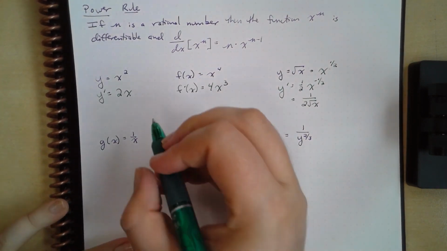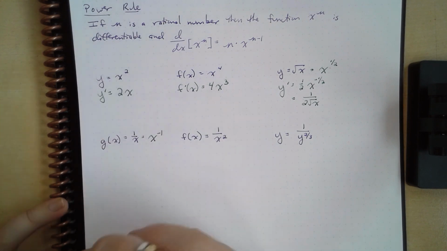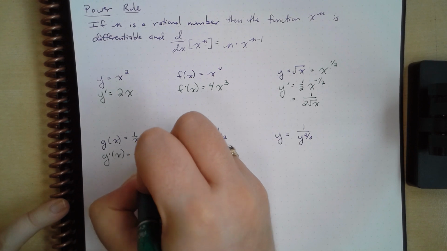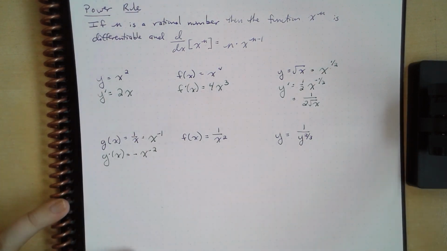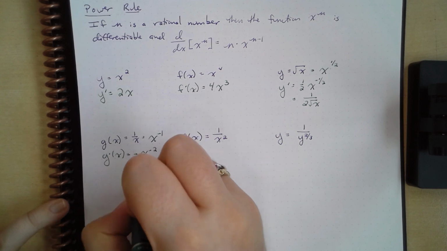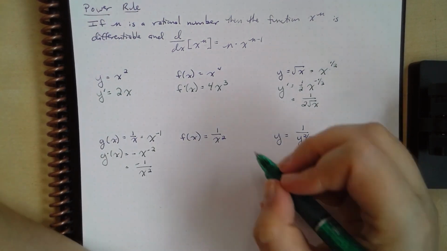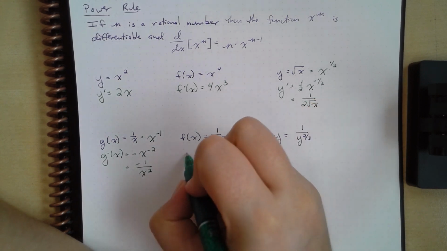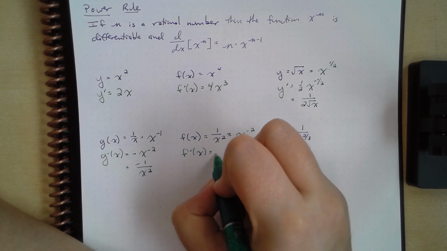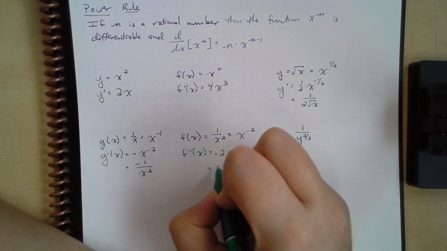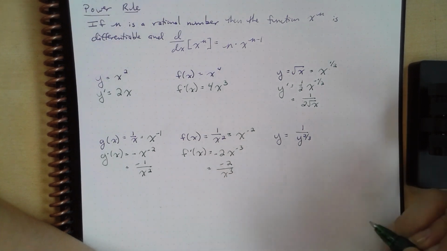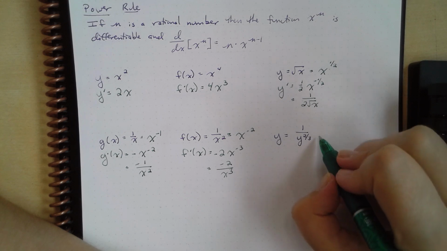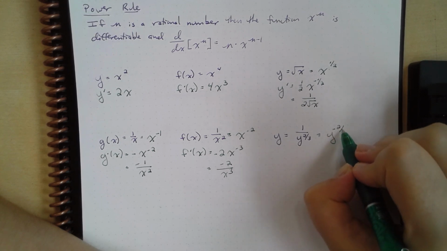g of x is equal to 1 over x. I'm going to rewrite that as x to the negative 1. So g prime of x is equal to negative x to the negative 2, which I can rewrite as negative 1 over x squared. Similarly, f of x is equal to 1 over x squared. That's x to the negative 2. So f prime of x is going to equal negative 2x to the negative 3, which is equal to negative 2 over x cubed. Here, y equals 1 over x to the 2/3. That's going to be equal x to the negative 2/3.